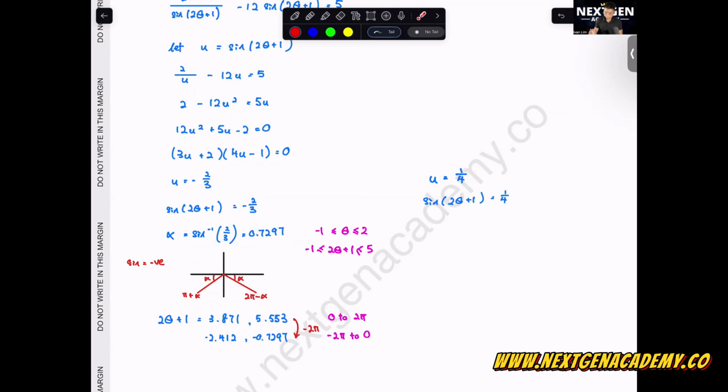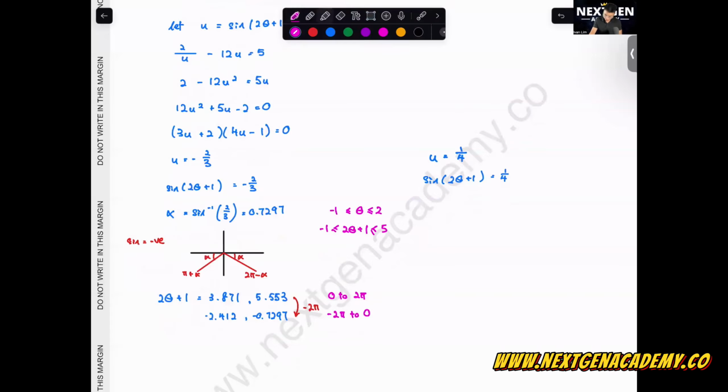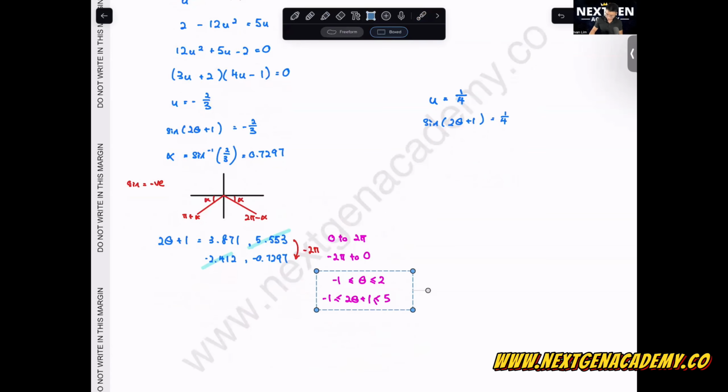From here, now we see which value is within the range and which value is out of the range of negative 1 to 5. You have to reject it from here. So from this step, 5.553 is out of 5, and negative 2.412 is out of negative 1. Understand why we reject? I'm referring to this part. Probably we can bring it into this step. This is the 2 theta plus 1 values that we want.